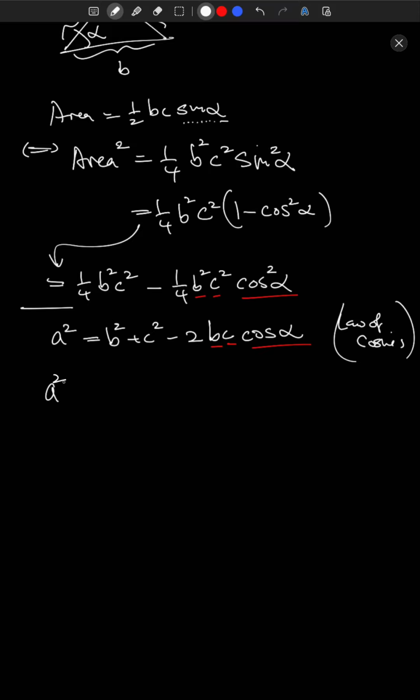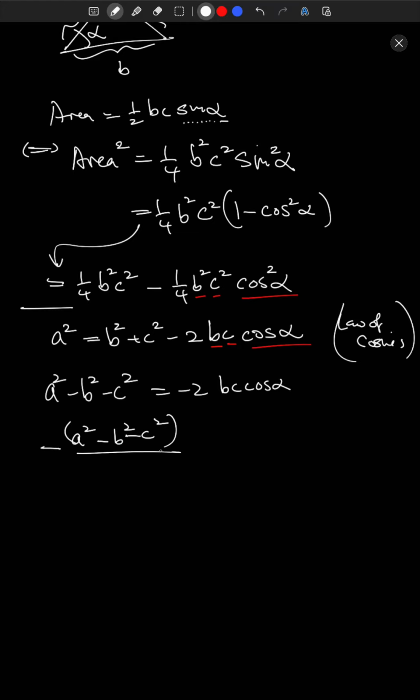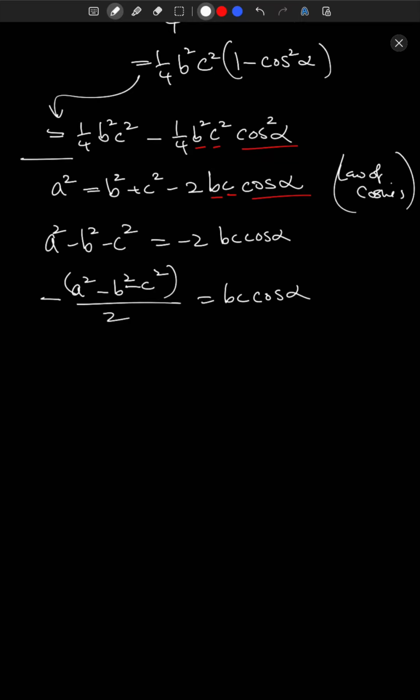So I'm going to throw everything else to the other side. I end up with a squared minus b squared minus c squared equals minus 2 bc cos alpha. I divide by minus 2 on both sides, so I end up with minus (a squared minus b squared minus c squared) over 2 equals bc cos alpha. I'm going to square both sides because my goal here is to match this with that one above. That one has squares, so I want to see squares.